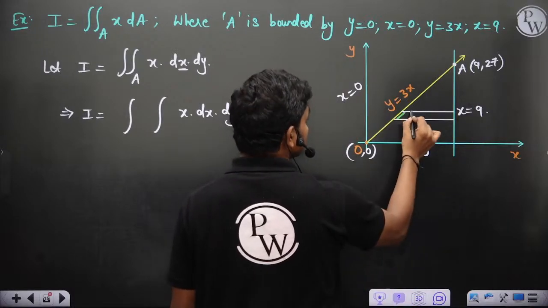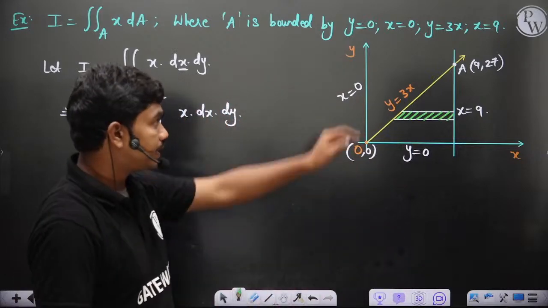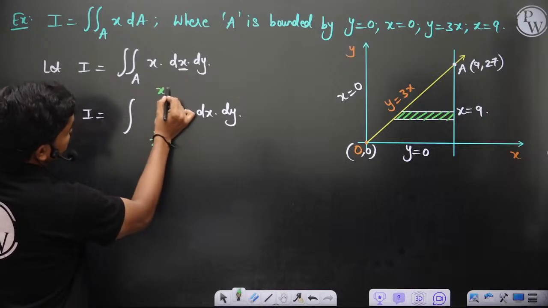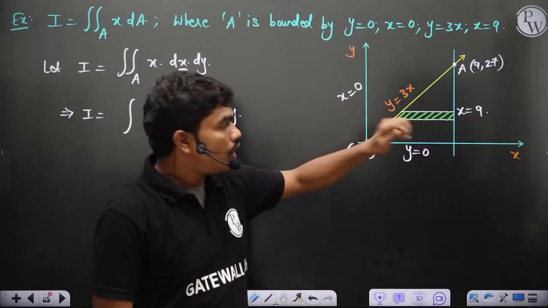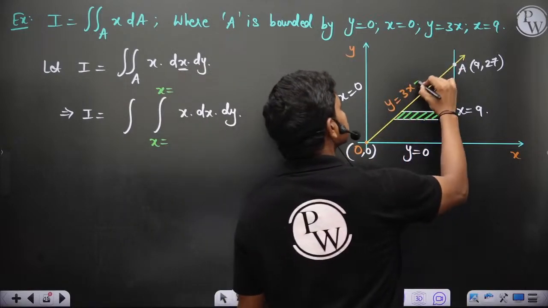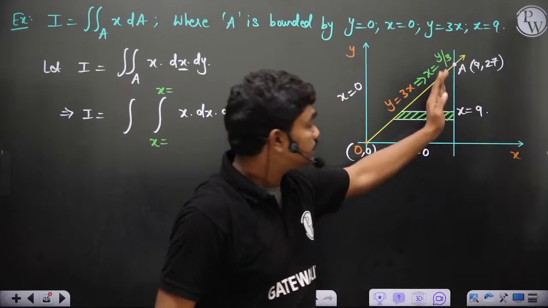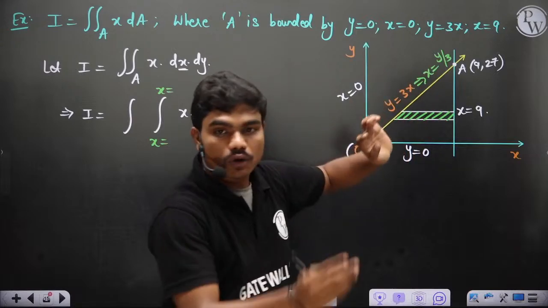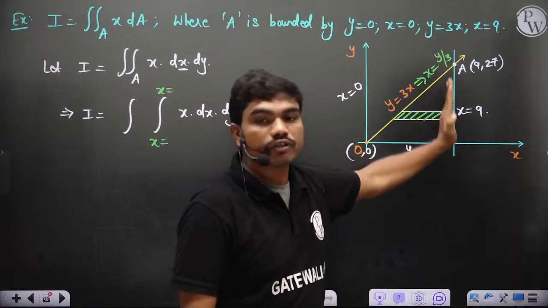If you take this horizontal strip here, and that's point A, of course, the x limits should be in functions of y. When you move this strip anywhere in this region, the least value of x is always bounded by this line, and what is that line? y equal to 3x implies x equal to y by 3. The highest value of x is always bounded by the line x equal to 9.